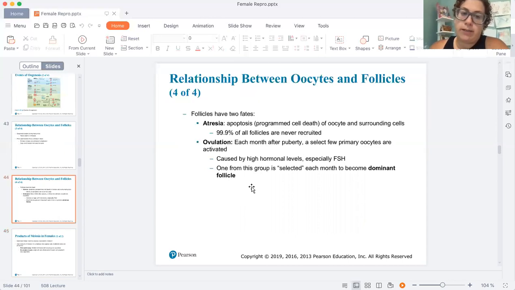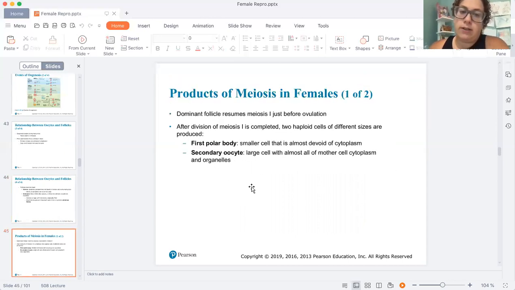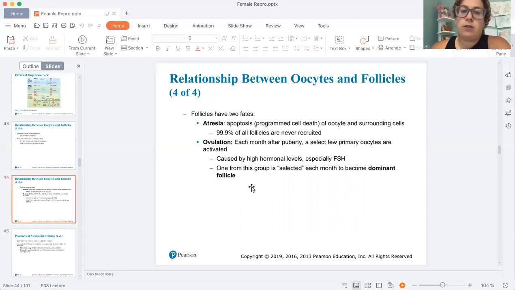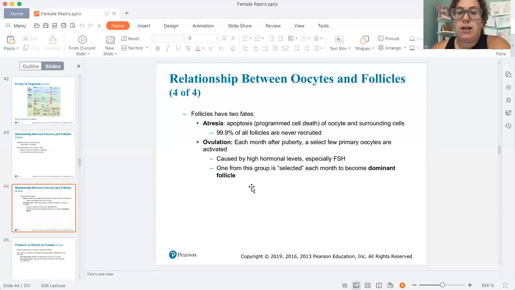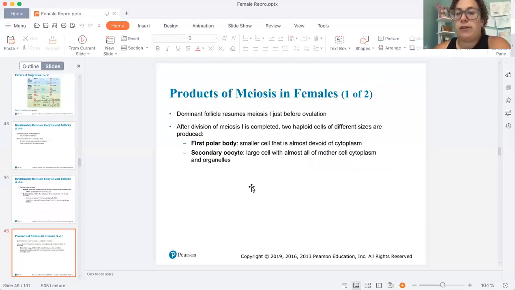So as far as products of meiosis, in the female body it's a little bit different. Remember, we only get 1 actual egg instead of 4 sperm coming out of here. So let me just pop back here. In oogenesis, primary oocytes are arrested in the fetus in prophase 1. And then there's a dominant follicle that is produced, and it's just by chance. The dominant follicle will then resume meiosis 1 just before ovulation. Then after division of meiosis 1 is completed, you'll have 2 haploids, so just 1N cells that are different sizes.